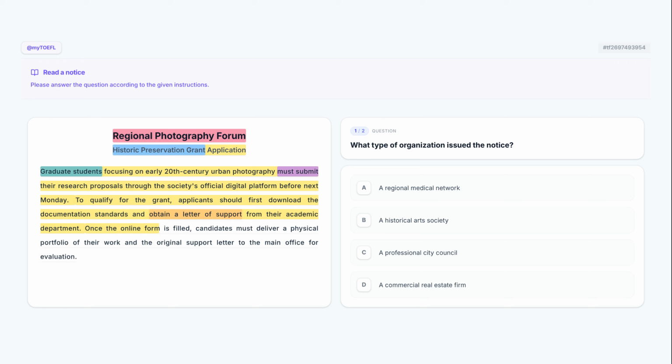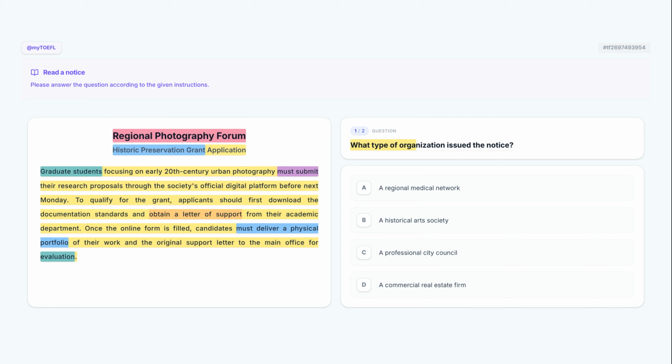Once the online form is filled, candidates must deliver a physical portfolio of their work and the original support letter to the main office for evaluation. This final instruction clarifies that candidates must deliver a physical portfolio in addition to filling out the online form. This indicates a two-part submission process that concludes with an in-person delivery for the final evaluation.